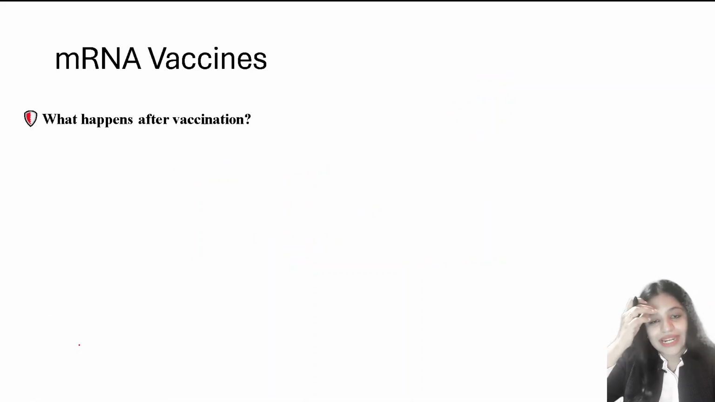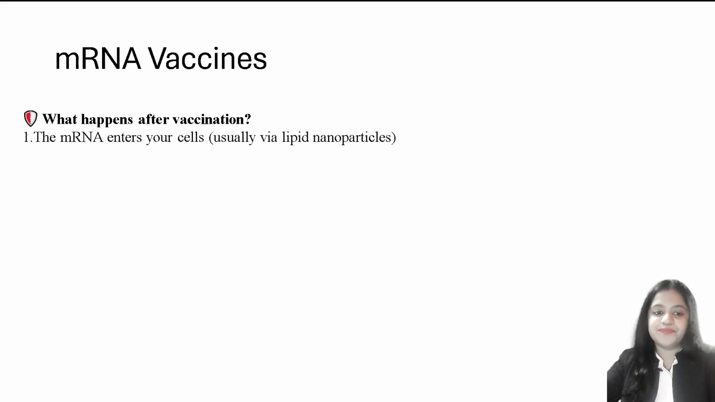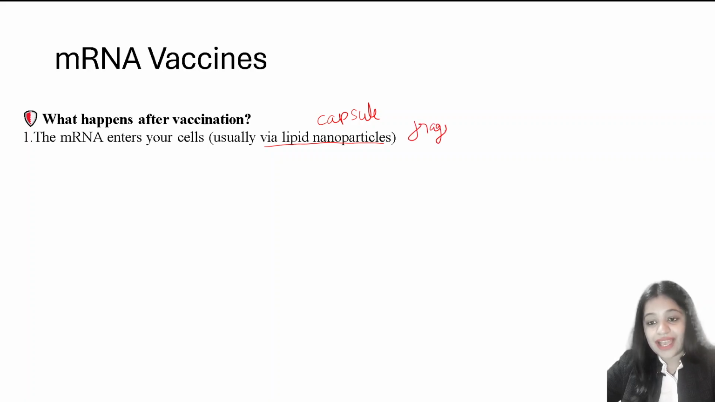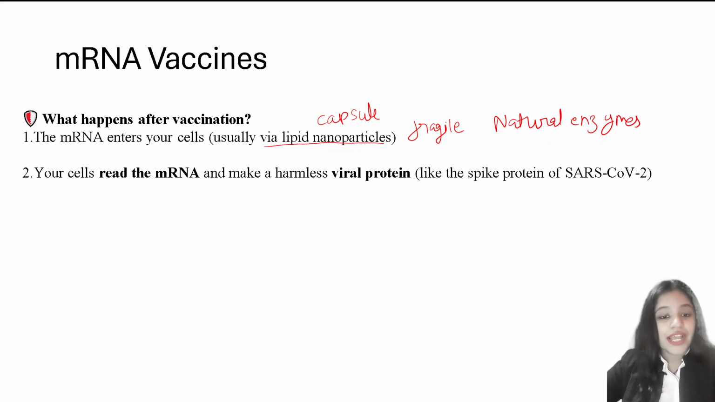Now, let's see what happens after you are vaccinated with an mRNA vaccine. The mRNA enters your cell. This mRNA is usually in a lipid nanoparticle, that is, it is enclosed in a capsule. Why? Because if you just give the naked mRNA, it's very fragile and it will be destroyed by our natural enzymes. That's why it's enclosed in a lipid nanoparticle. Now, what will happen? Our cells will read the mRNA and make a harmless viral protein like the spike protein of SARS-CoV-2. It doesn't cause any harm to our body, but it will train our immune system, train our army.